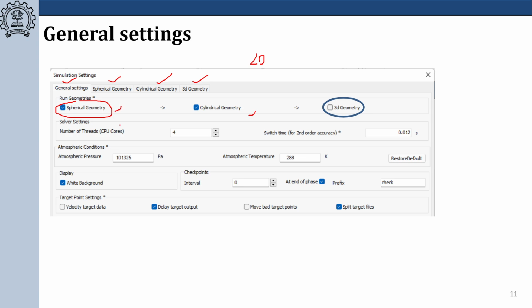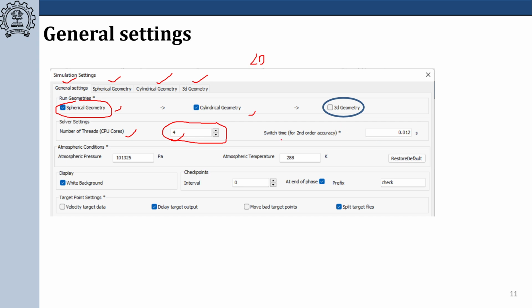Now coming to the number of threads or CPU cores, here you have the option to choose how many cores to use, based on the cores available in your PC and the limitations of the license. Say this license is only for 4 cores, so maximum I can use 4 cores to solve the problem.